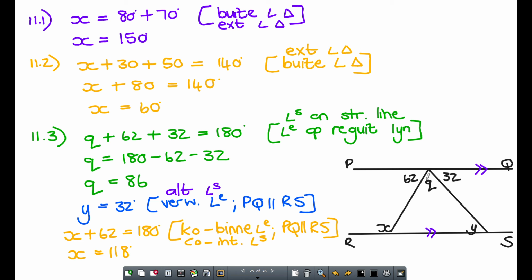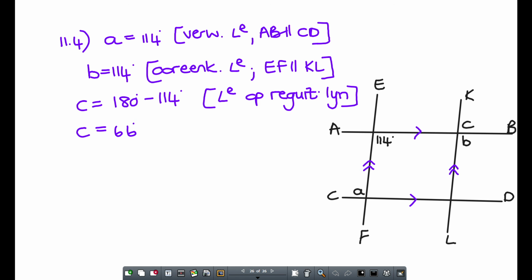One of my previous kids said they used this triangle. We had Q and Y. So they first worked out this angle, and then once they had that, they said angles on a straight line to get X. But I mean, that's totally correct. You can still get all your marks there. Anything else? Right, then the last one.